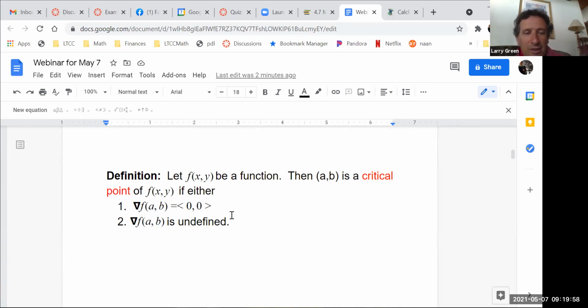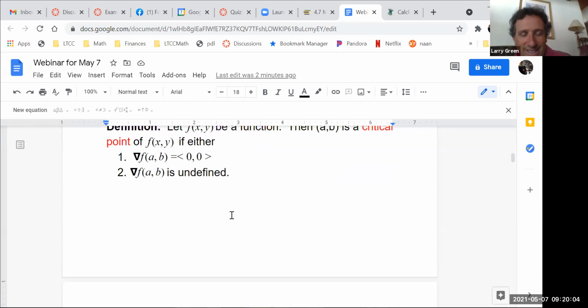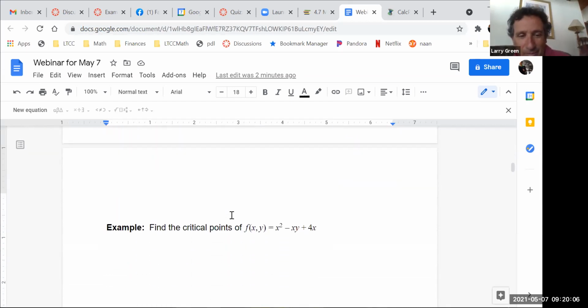So I want to give you a reality check, because the example I give you isn't going to show you the evil part. But we're still going to have to do an example. So here's an example. Find the critical points of f(x,y) = x² - xy + 4x.